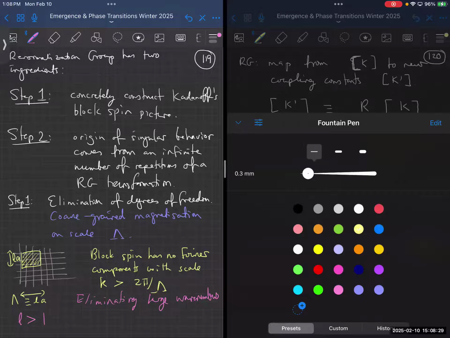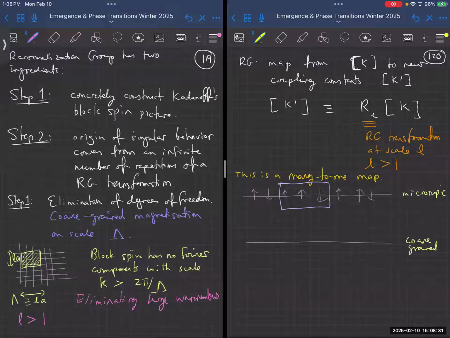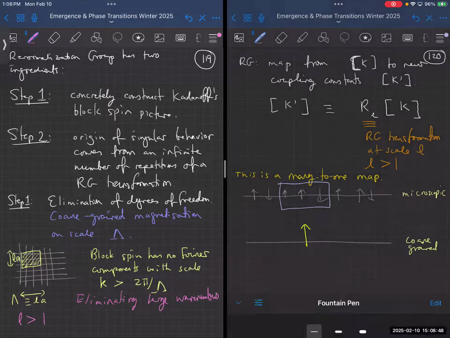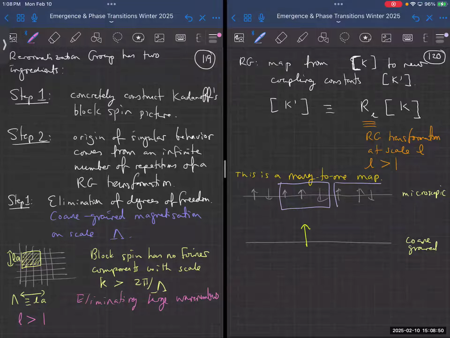So what I'm going to have is something like this. Let's say that my rule is, if I got in this block, I've got 2 spins pointing up and 1 spin pointing down. So we'll say that the effective spin then is just pointing up. And then I can say, let's take the next block.